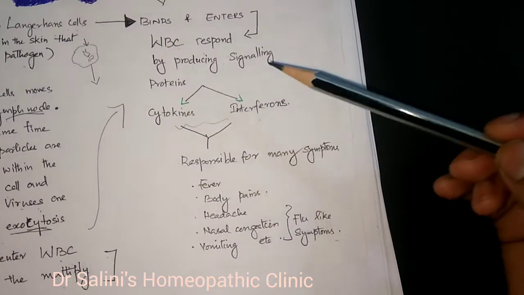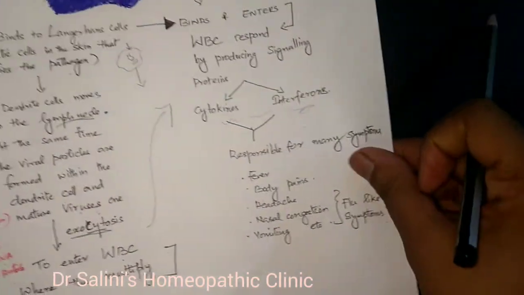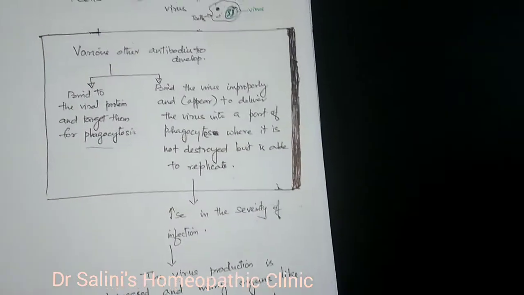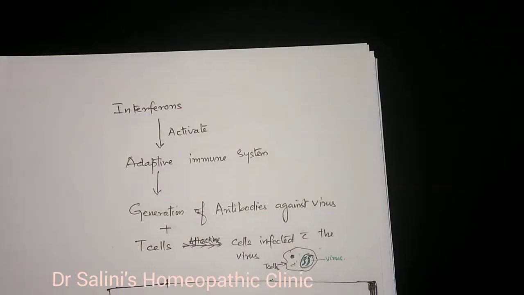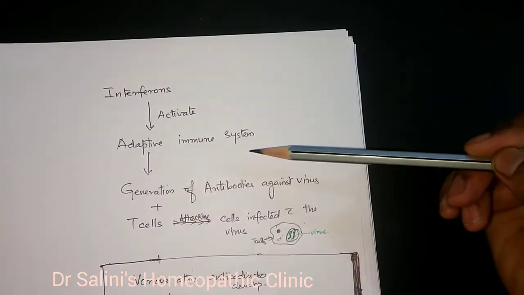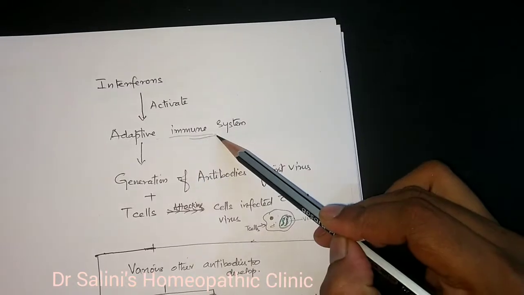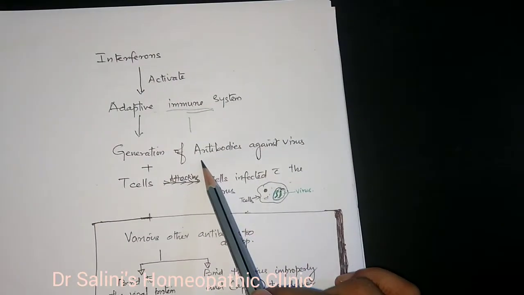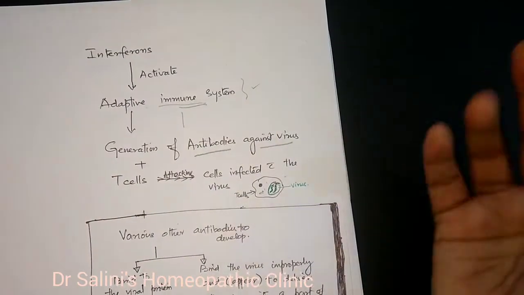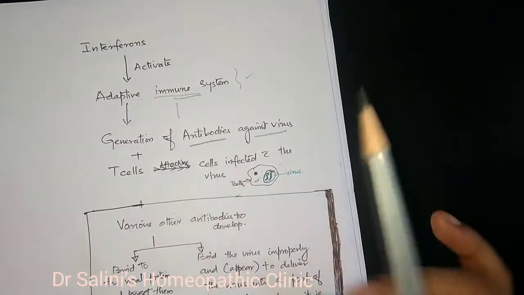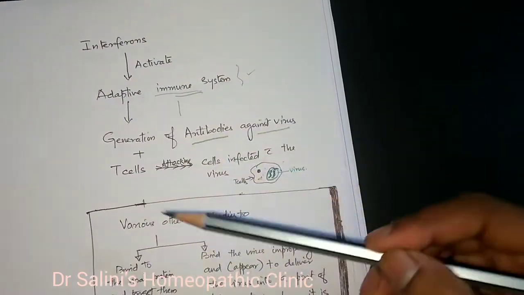Along with producing the symptoms, these interferons will also activate the adaptive immune system of the body. Once they activate the adaptive immune system, it causes the generation of antibodies against the virus. This adaptive immune response happens in any infection, so antibodies are generated in response to any virus.